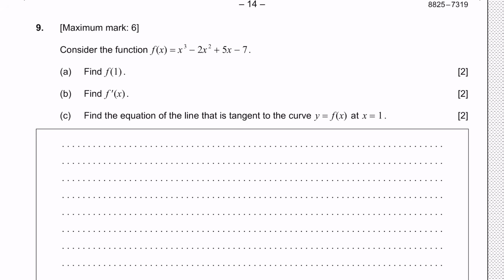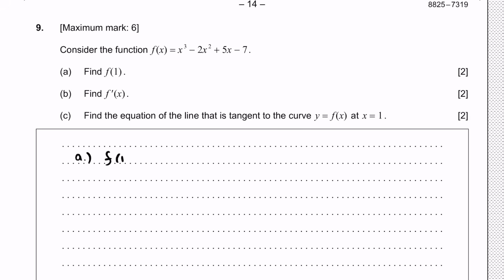Question 9. Consider the function f of x equals x cubed minus 2x squared plus 5x minus 7. Part A asks us to find f of 1. So this is a function notation question once again. Here our input is 1 and we're asked to find the output. So let's go ahead and work that out.